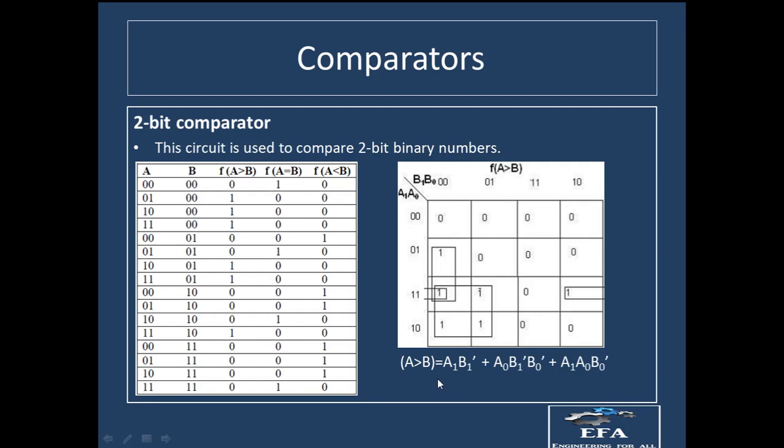So the final output will be a1 b1 complement plus a0 b1 complement b0 complement plus a1 a0 b0 complement, right? So I will not explain this again because we have discussed this in detail in the previous lectures, in which we have discussed the K-maps. So if there is any doubt about how to solve this K-map, you can please go to those videos and you can have the detailed explanation about solving these K-maps. Okay, so this was for A greater than B.